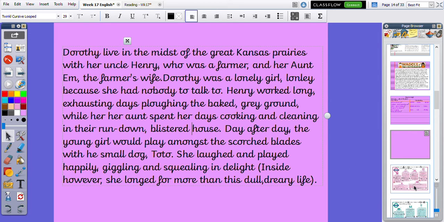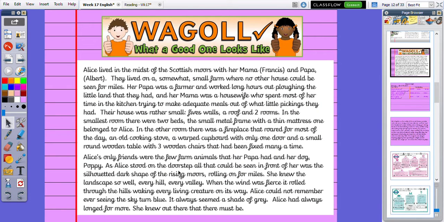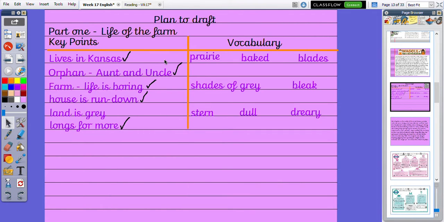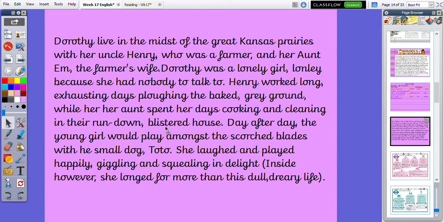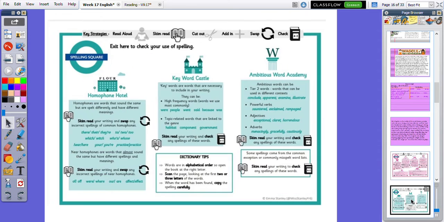Okay, so that is your task today. You all need to read the waggle, look at your plan, read through it, read through your draft, make sure you've got everything you wanted to write about. Then you are going to rewrite your draft, making sure to check your punctuation especially, and making sure to check homophones, keywords, and ambitious vocabulary. So you're not just adding in, you are completely rewriting part 1 and part 2 and up leveling as you go, just like you would in school.